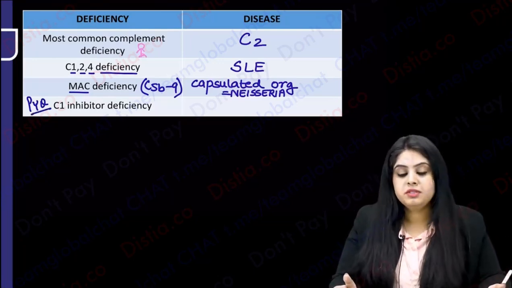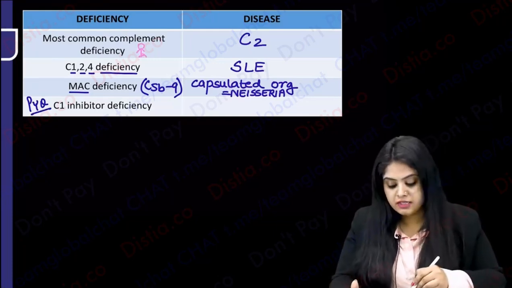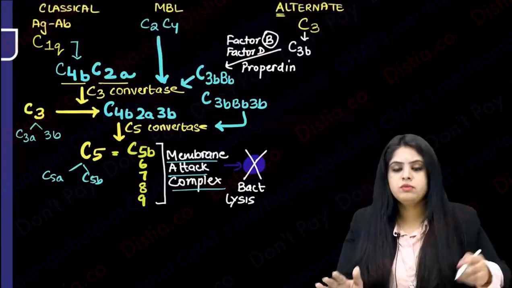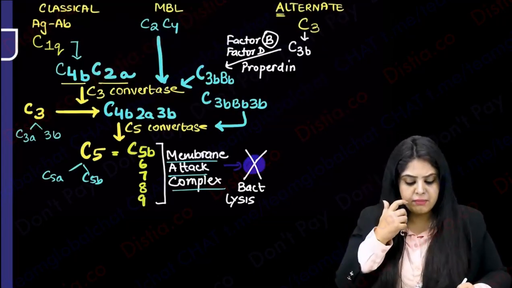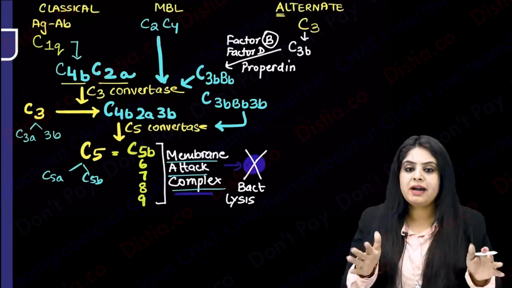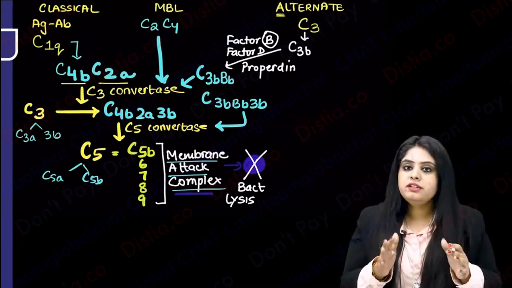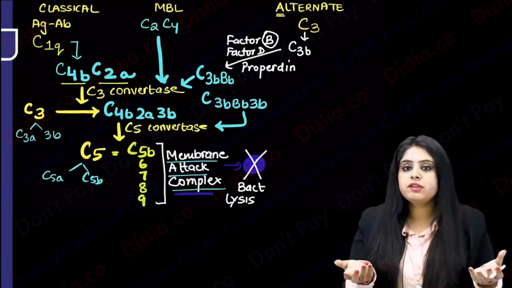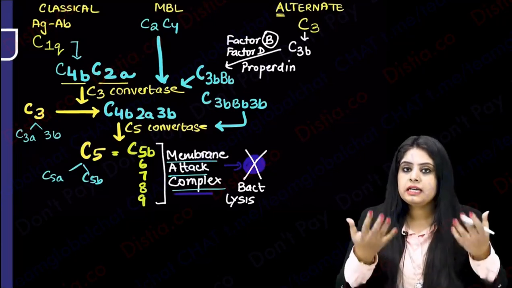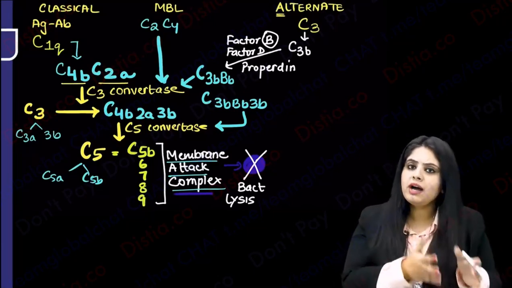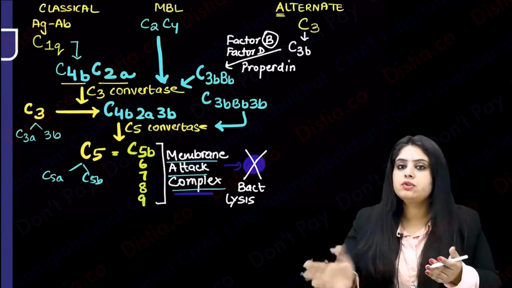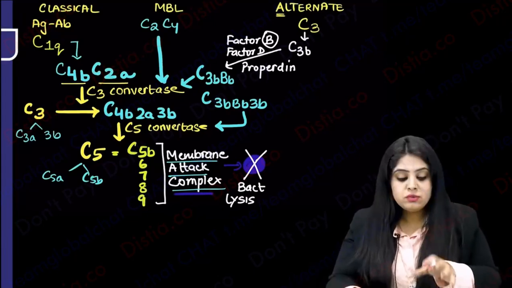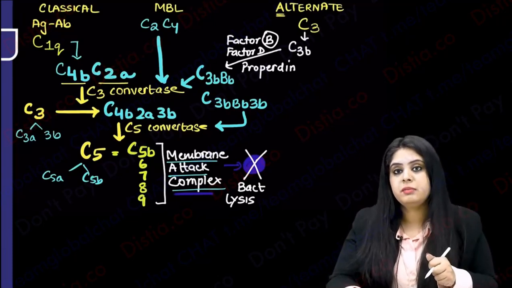Now comes the question that has come so many times in NEET, in FMG, in INI-CET. What is C1 inhibitor? So now, all said and done, this pathway was going on and on, and in the end, membrane attack complex was forming everywhere, bacteria was being killed. Do you need something that should stop this pathway? Because if this keeps going on in my body 24/7, it will end up killing my own cells. So when required, it should work, and when not required, it should not work. So they realized that you need some people to control this pathway.